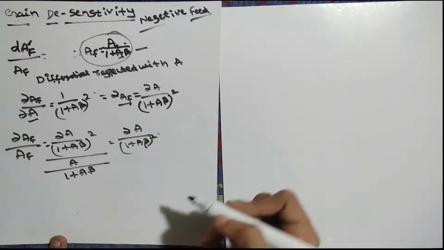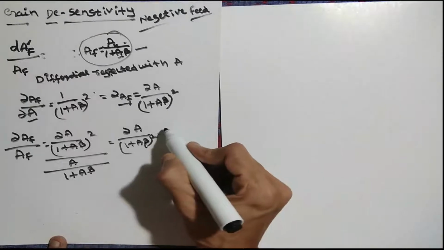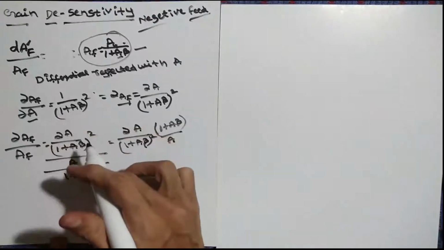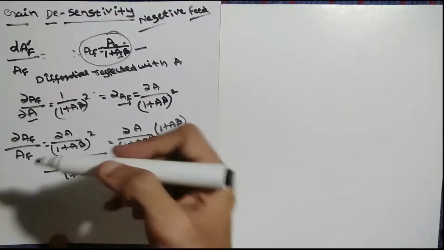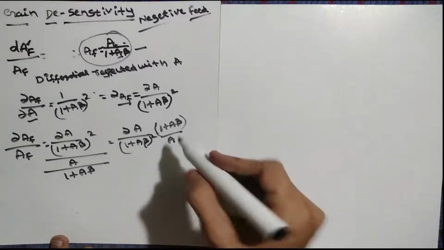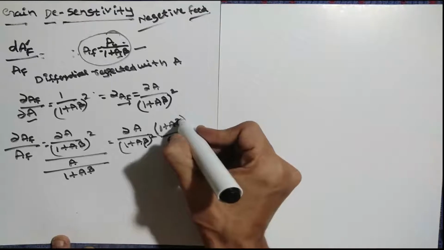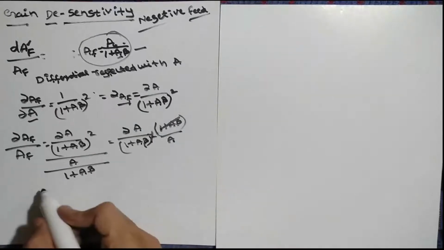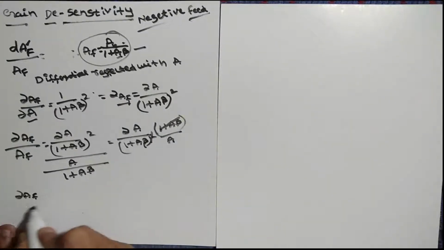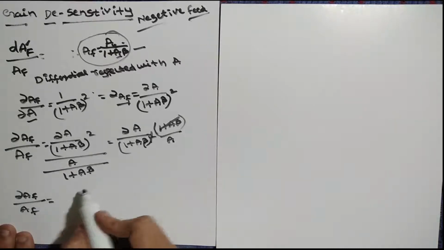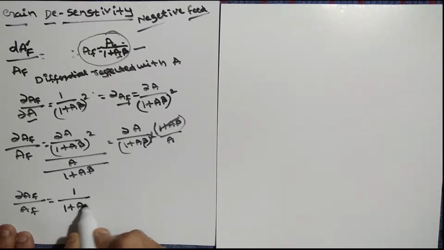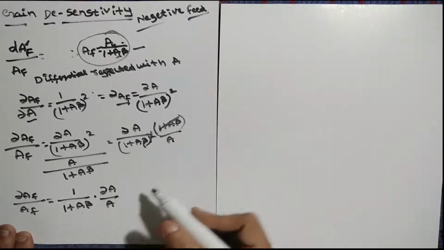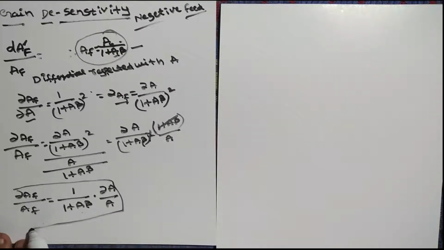Taking the divisor to the upper side, you get 1 plus A beta divided by A. Dividing by A, 1 divided by 1 by A is A by A divided by 1, so we can apply that formula. In this, 1 plus A beta and the square cancel out. So the final answer is dAF divided by AF is equal to 1 divided by 1 plus A beta, times dA divided by A. This is the formula representation for gain desensitivity.